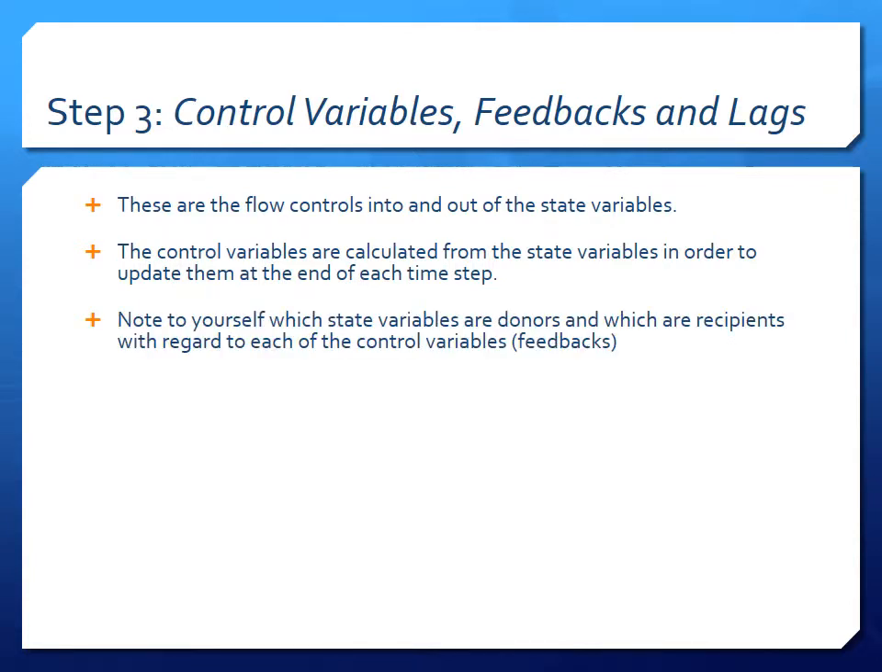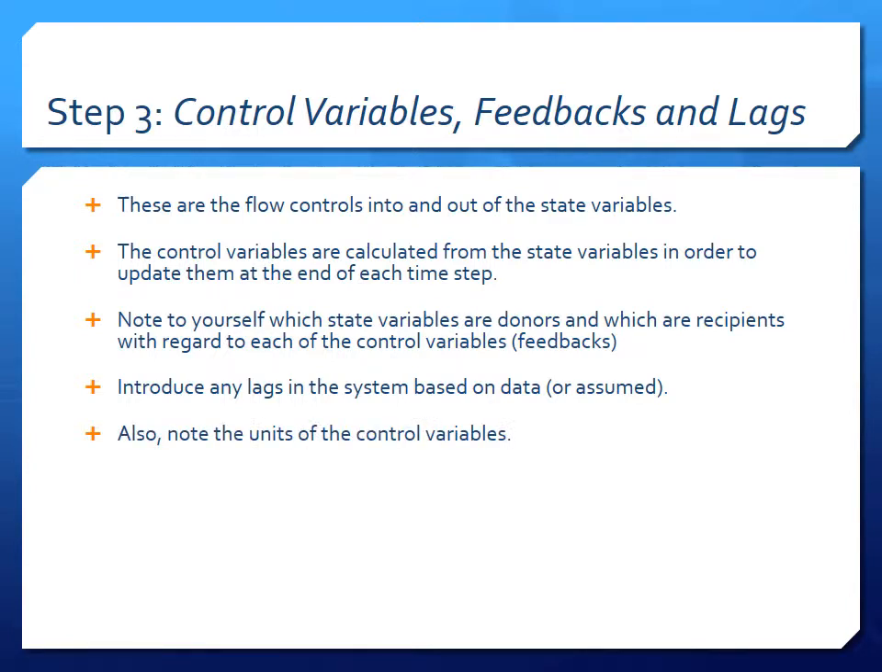At this point, it's useful to note which state variables are donors and which are recipients with respect to the control variables. Essentially, the direction of how these arrows point: which are inputs, which are outputs, and where these inputs and outputs are coming in or out of. We should introduce any lags in the system based on data, assumptions, or knowledge about how the system operates. And again, we'll note the units of these control variables just to make sure that we're adding apples with apples.